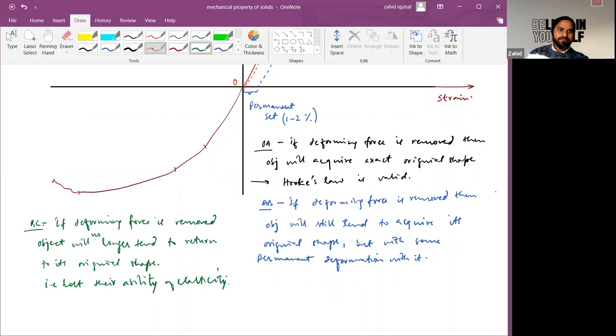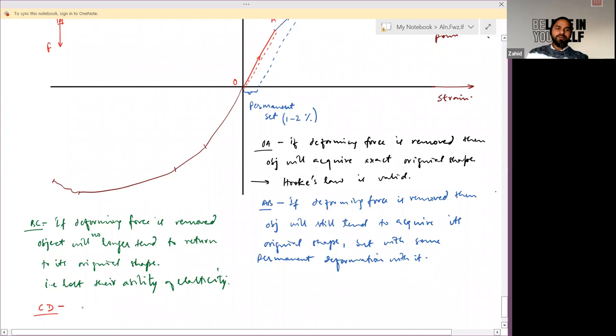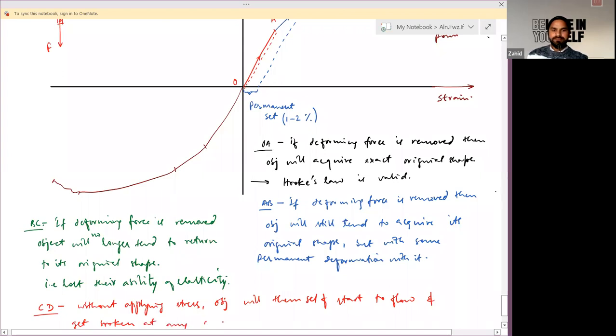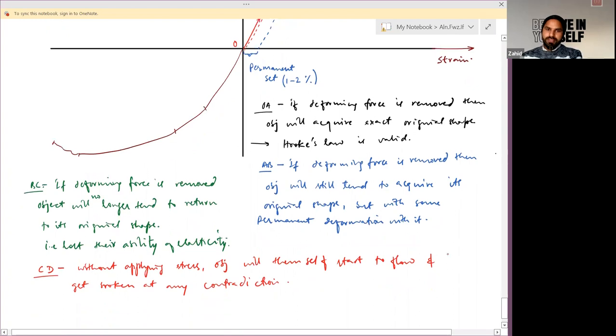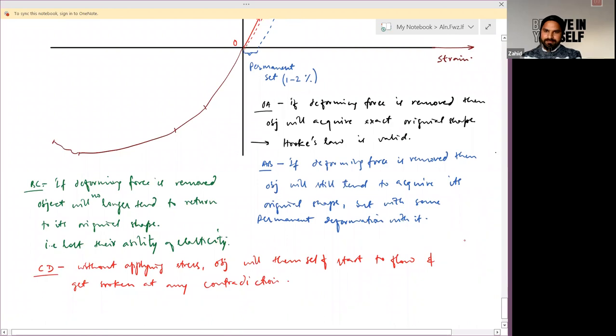Next is C to D. Without applying stress, the object will itself start to flow and get broken at any constriction. So the shape at this point of the body will be like this. So at any constriction, let's say at this point, it will get broken.